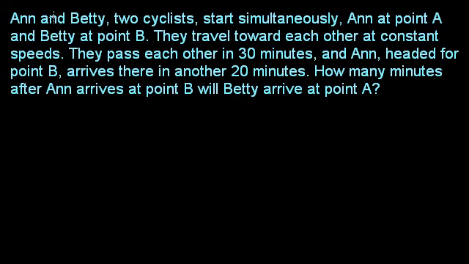So this one says Anne and Betty, two cyclists, start simultaneously. Anne at point A, and Betty at point B. They travel to each other at constant speeds. So let's say that Anne is traveling with velocity VA, and Betty is traveling with velocity VB. Constant speeds. They pass each other in 30 minutes.